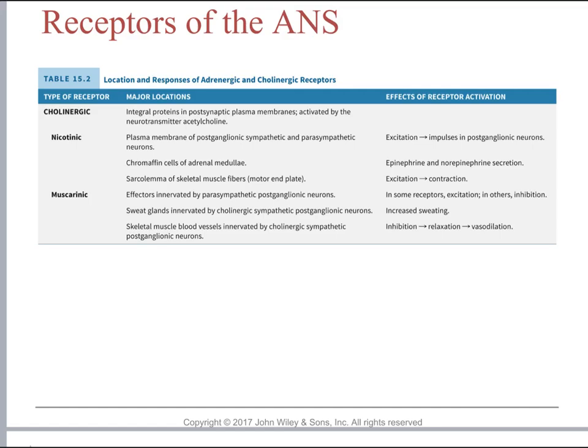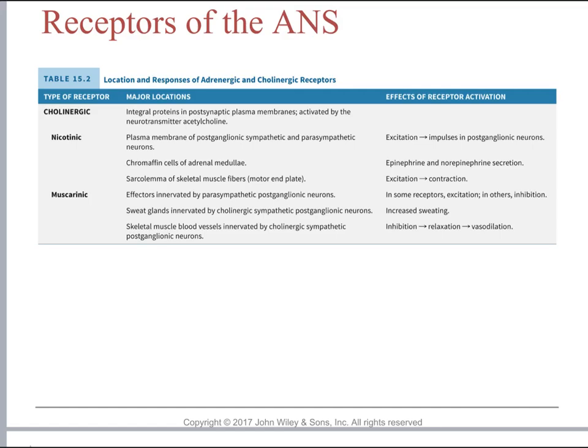Its action is excitation, so sending impulses in the postganglionic neuron. Chromaffin cells of the adrenal medulla. Remember that special way we bypass the chain and go directly to the adrenal medulla. Effects is release of epinephrine and norepinephrine.